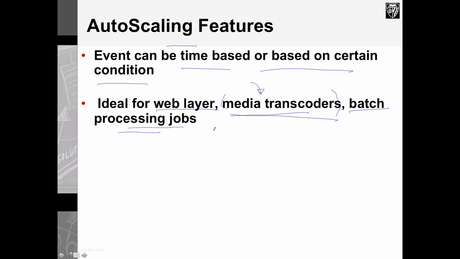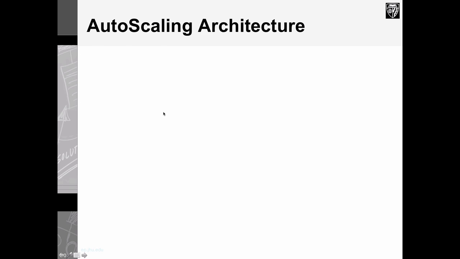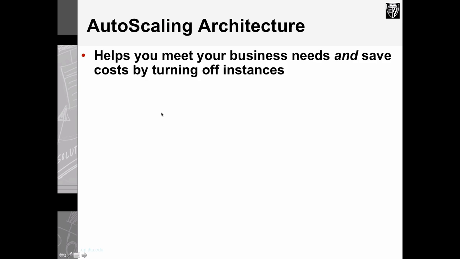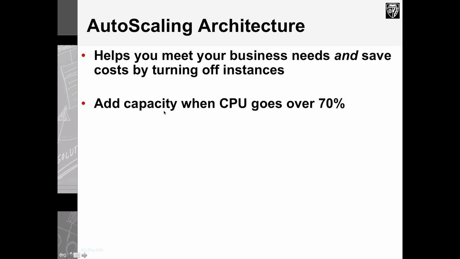When you have a job that runs, let's say at the end of the month, and during the entire month you don't need excess capacity. You need that capacity only when the batch jobs are being run. So this is ideal for those use cases. The benefit of autoscaling is it helps us meet our business needs, but at the same time it lets us save cost by turning off instances we don't need.